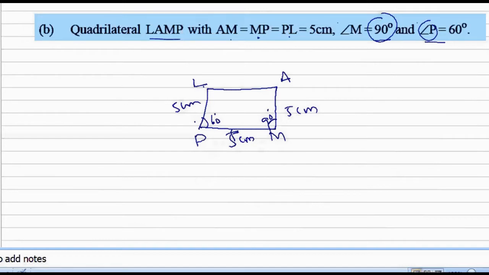So I drew the diagram like this. Why? Because angle M and P are there, so I wrote MP as the base. Then write the vertex names LAMP in order. Now let's go to the construction part.